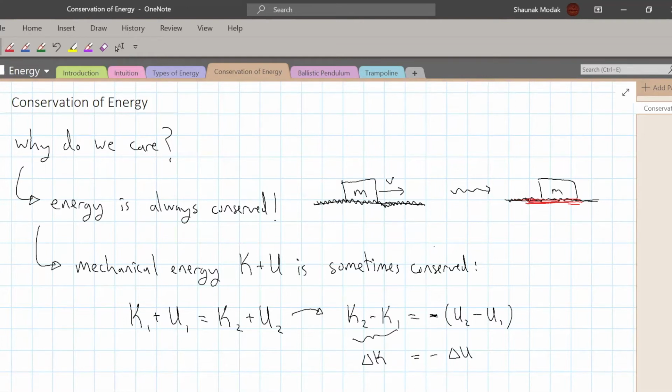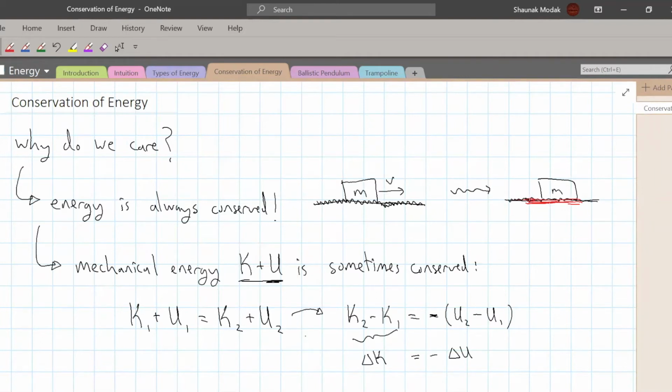In certain special cases, mechanical energy, which is the sum of the kinetic and potential energies of an object, is itself conserved. For example, that would be the case if the block was sliding on a frictionless surface, since there wouldn't be any non-conservative or dissipative forces that would remove energy from the system. In these cases, for any 2 points in time, time one and time two, we know that the total energy, total kinetic plus potential energy, must be the same in each case. So K1 plus U1 equals K2 plus U2.